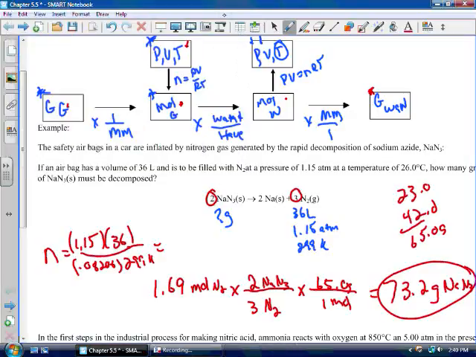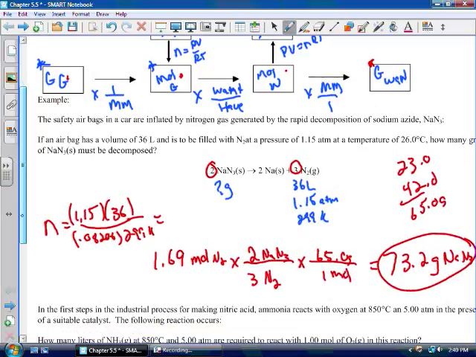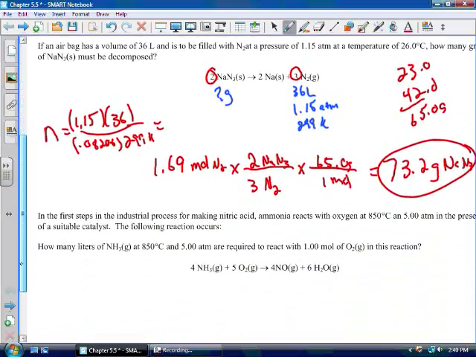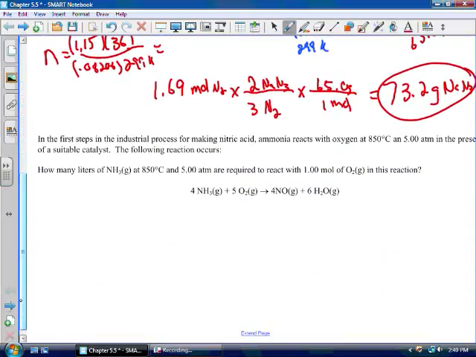And why is it important? Well, what would happen if we had too much sodium azide in that container or in the steering wheel? Well, when it decomposed, you would produce too much gas in the steering wheel, and the airbag could explode. If you don't have enough, it might not inflate enough, and it could not protect you in a crash. Let's look at another example, and I'd like you to do this example on your own.